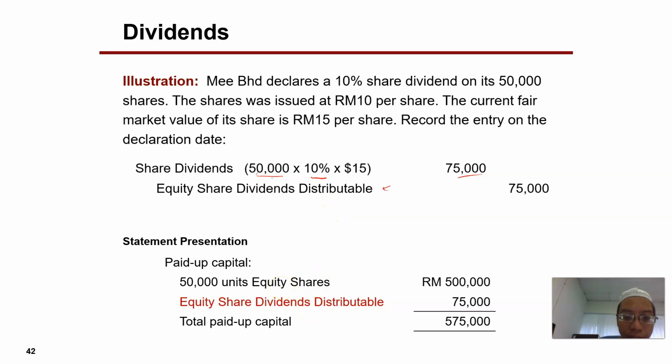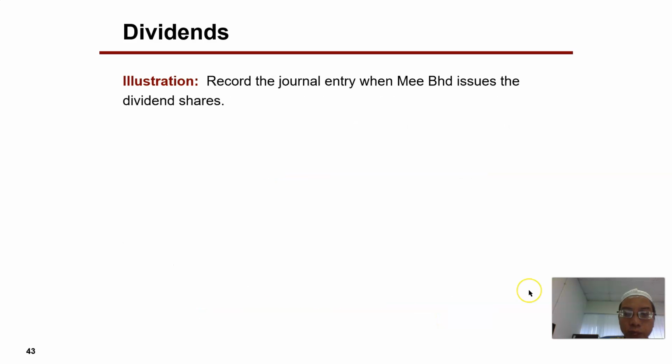So in the balance sheet, we will show that there are 50,000 units of equity shares as originally here, but then we also have the dividend that we just recently declared. So that will be another account here, equity share dividends distributable 75,000. So in total we have a paid up capital of 575,000. When it is declared, but the certificate for the shares has not yet been issued to the shareholders.